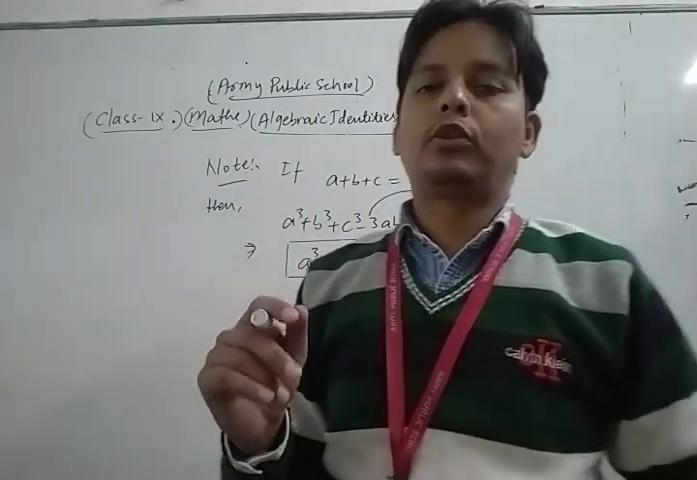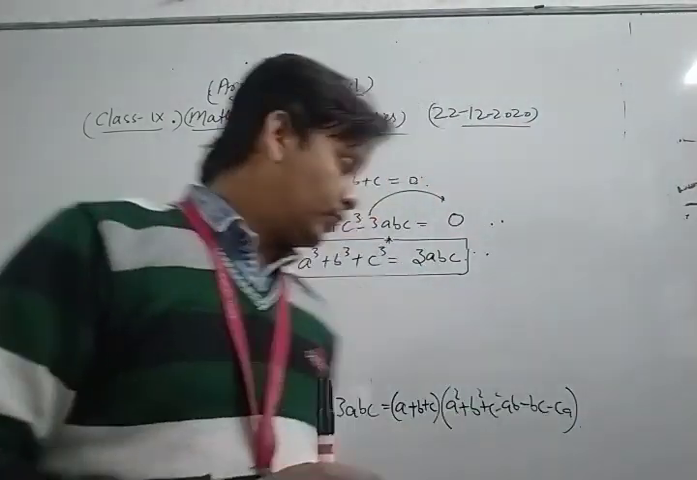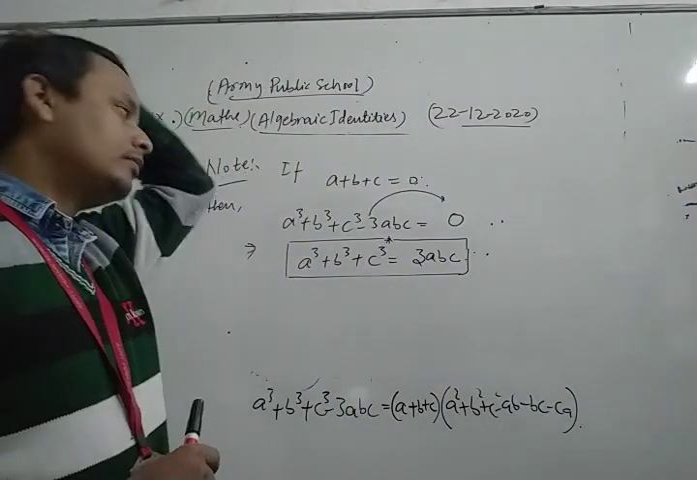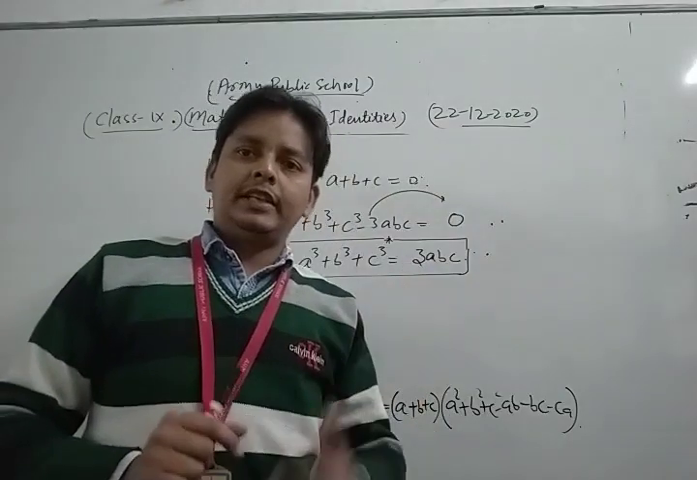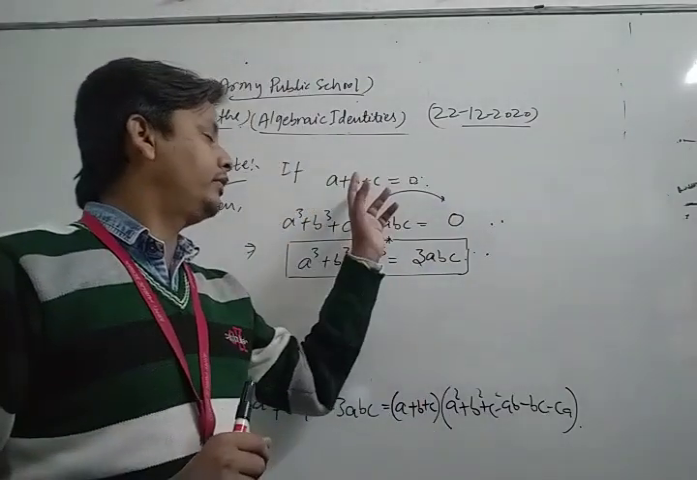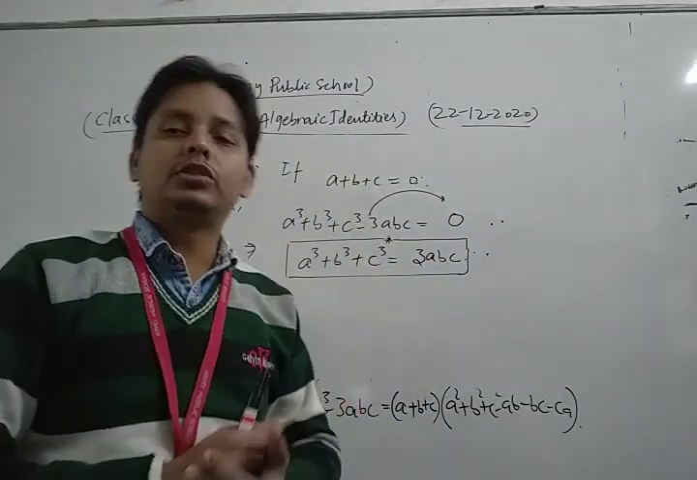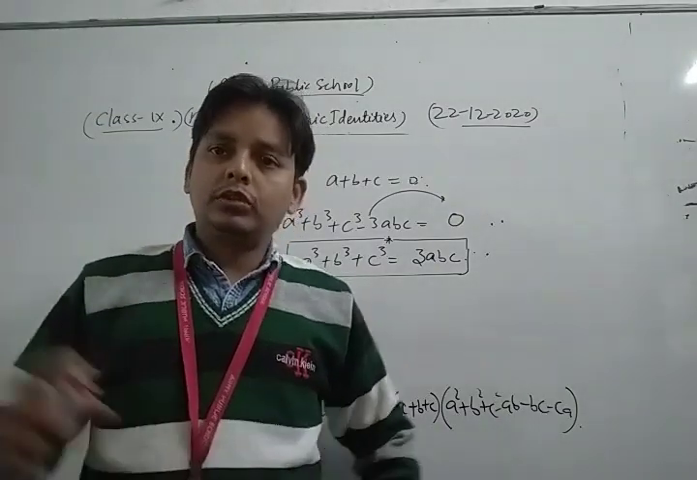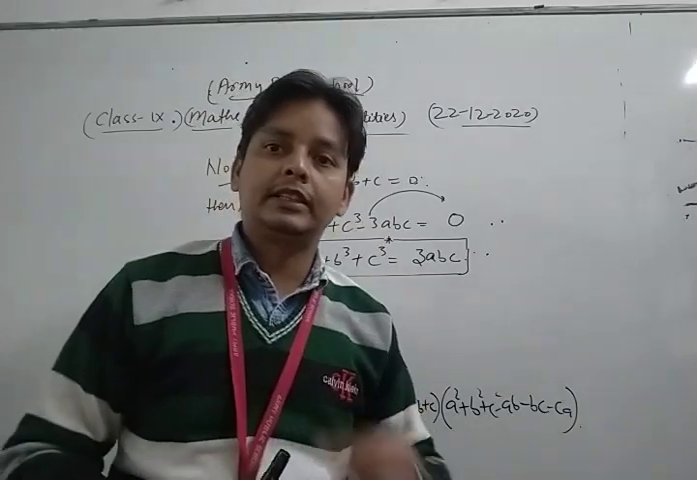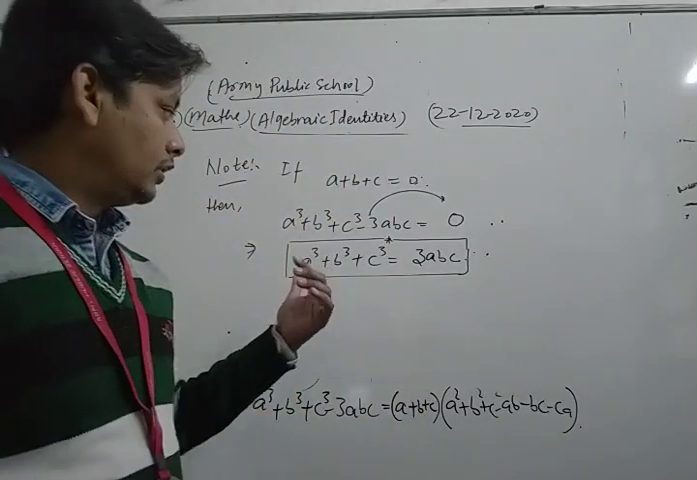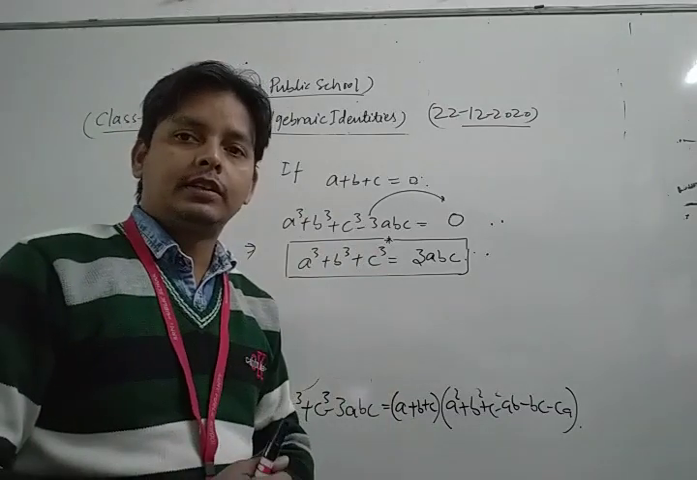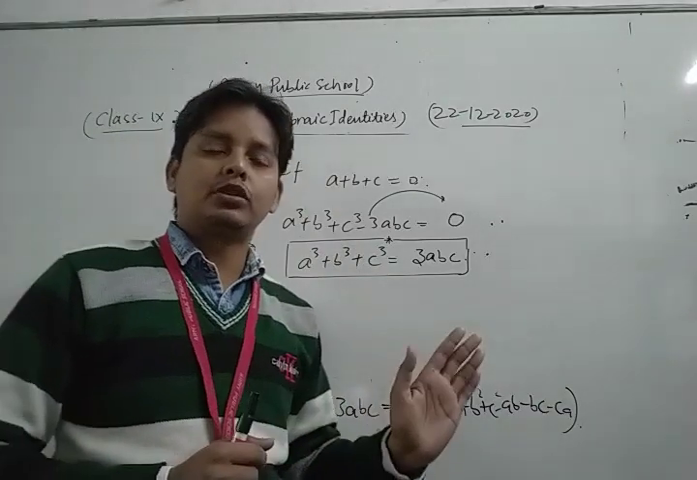This is one of the most important results related to the identities of a cube plus b cube plus c cube. Dear students, in any type of question, if the value of a plus b plus c is equal to 0, then in that condition, the value of a cube plus b cube plus c cube is equal to what? 3abc. This is one of the most important results.